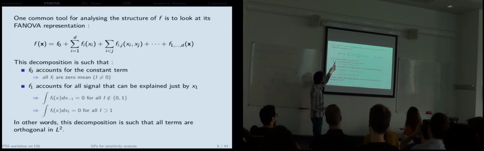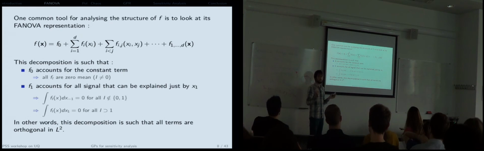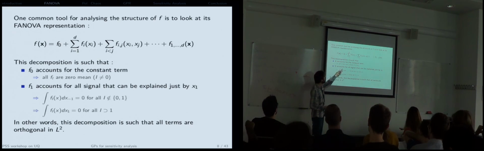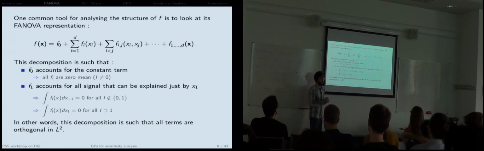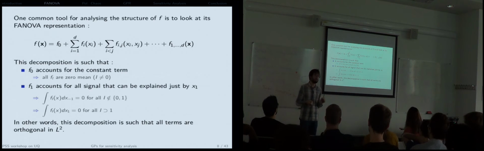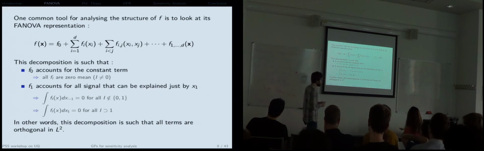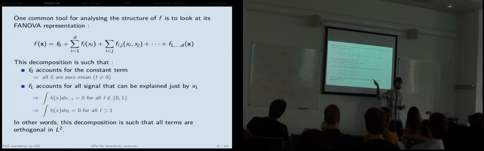So, as I say, if we want f0 to encapsulate all the constant components of f, then we want all the fi to be zero mean. And similarly, we have this kind of property for all the other terms. And another way to think about that, as I said previously, is we want all these terms to be orthogonal. Any question on that?